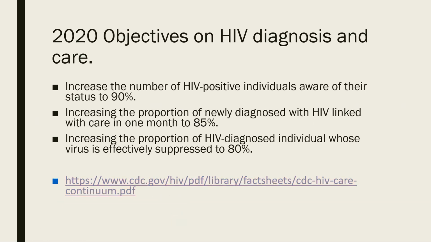Although these objectives were for 2020, they remain the same today. The goals are to increase the number of HIV individuals aware of their status, increasing proportions of newly diagnosed HIV to be linked with care within 1 month, and increasing the proportion of HIV diagnosed individuals to be virally suppressed up to 80%, as we are aware that we have now reached the goal of over 85%.